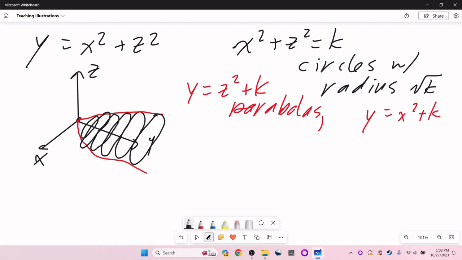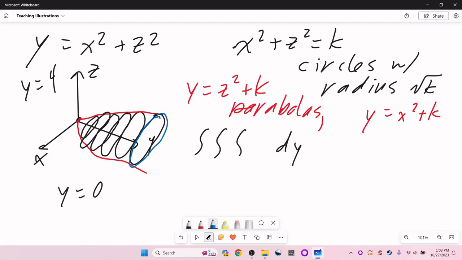Okay, so what if we project y? What if we do dy first? Okay, well, let's see what we would get if we projected y. Well, if y equals 0, we would get two things. There was also y equals 4, right? Okay, so we'll cut off here at y equals 4. That is a circle with radius 2. It's x squared plus z squared equals 4. That's a circle with radius 2. So radius equals 2.